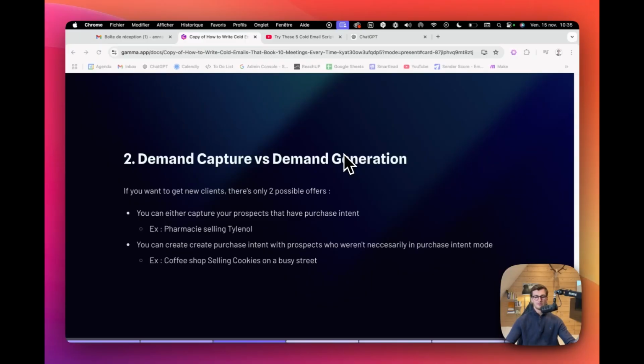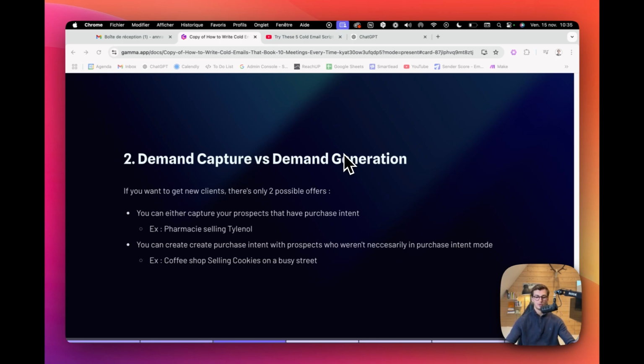So the first step is understanding demand capture vs demand generation. There are only two types of offer you can put on the market in order to drive new clients. You can either capture your prospect when they have the purchase intention. For example, a pharmacy selling Tylenol. The person has a headache, so he knows exactly what he needs. He needs Tylenol, so he goes to the pharmacy, like buying paracetamol.